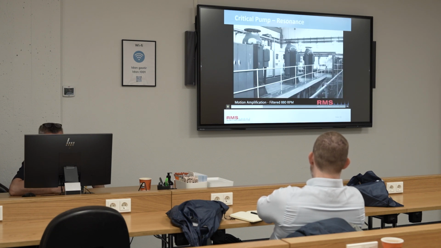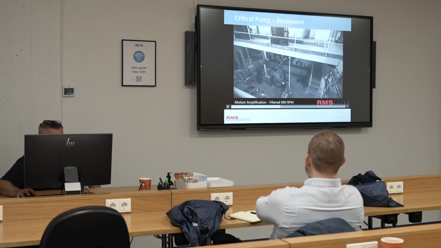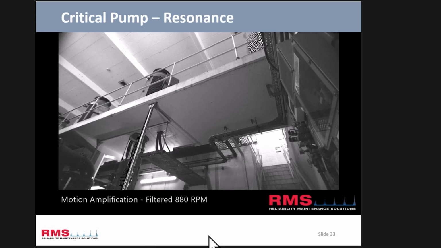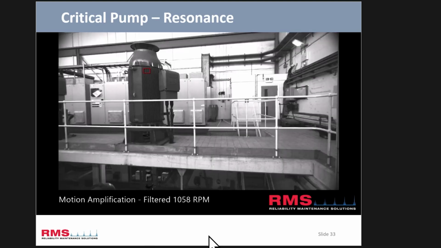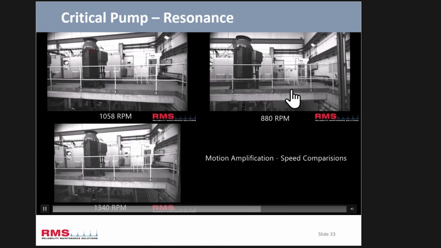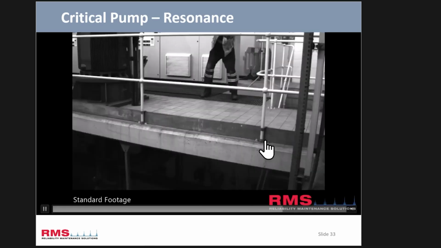And again, this is invisible to the naked eye. So this has been amplified. You'd feel this though? Yeah, you'd feel it under your feet. But remember, this is filtered. So this is filtered to 880 RPM, which is the resonant frequency. So obviously there's not as much movement at the higher frequencies, the higher speeds, so it's more resonant around 800 RPM. Bump test filtered. There you go.